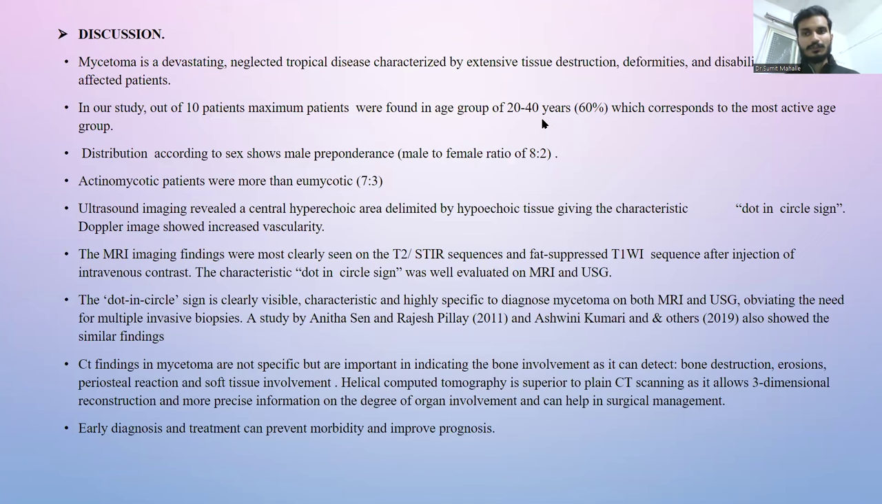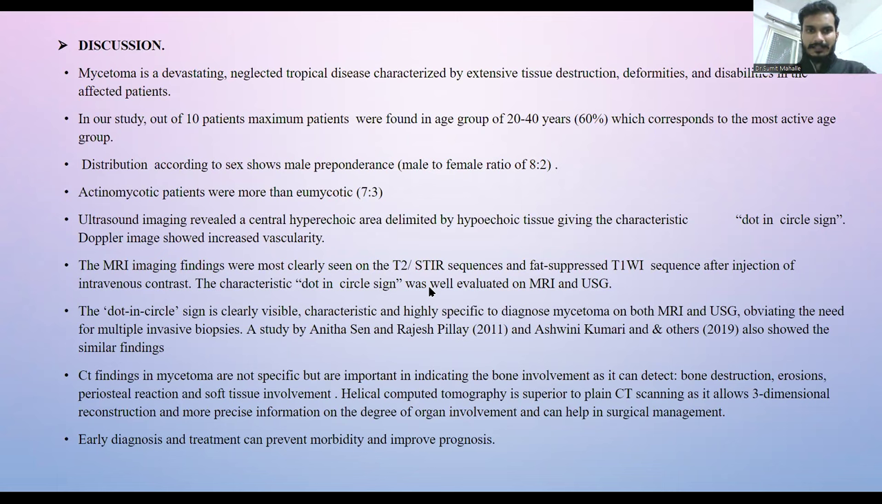Discussion. Mycetoma is a devastating and neglected tropical limb disease characterized by extensive tissue destruction, deformities, and disabilities in the affected patients. In our study, out of 10 patients, maximum patients were found in the age of 20 to 40 years, 60% of patients, which corresponds to the most active age group. Distribution according to sex shows male preponderance. Male to female ratio was 8 to 2. Actinomycotic patients were more than the eumycotic patients, a 7:3 ratio.